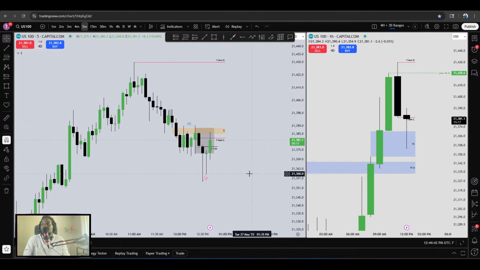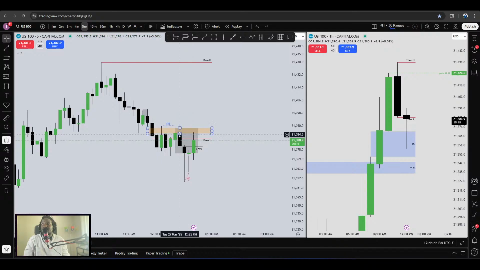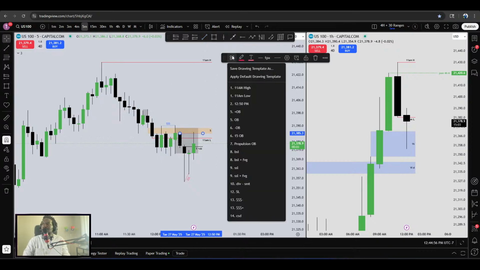The actual true change in state of delivery will be if we close above this open line here, and maybe I should just mark that. I don't really require that for an entry, but probably it will be nice. Do I have a CISD marked? No, I don't.